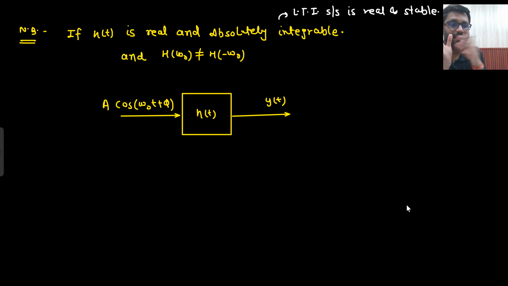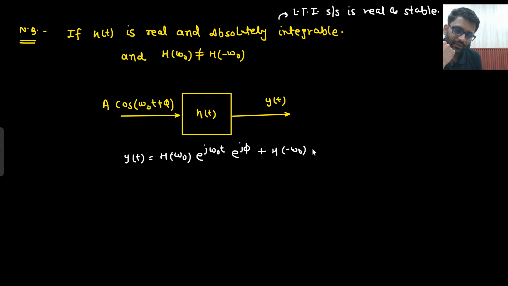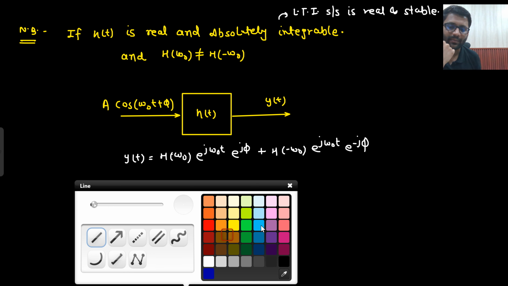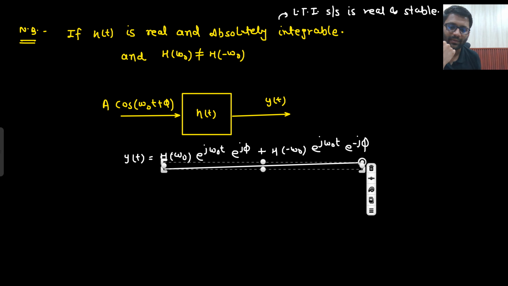Will it be stable? That is up to the designer. Whether it is stable or not, that is up to the designer. But practically realizable systems will always be real, right? And h of omega naught is not equal to h of minus omega naught. So how can you write your output y of t? The output y of t can be written as h of omega naught e to the power j omega naught t e to the power j phi plus h of minus omega naught e to the power minus j omega naught t e to the power minus j phi, divided by 2, right? Everywhere divided by 2.